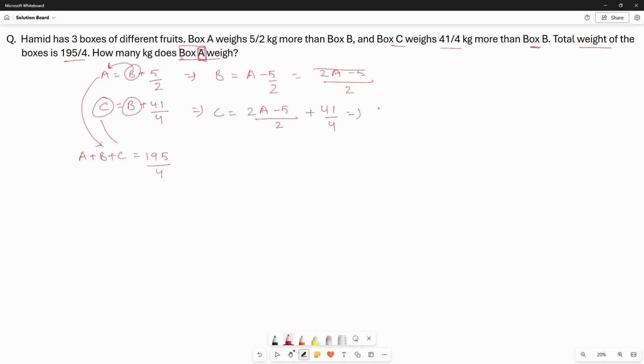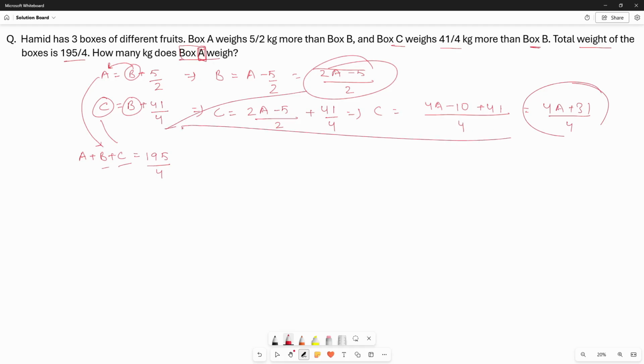This is C equals to, we take the LCM 4. It will be 4A minus 10 plus 41. C is equal to 4A plus 31 over 4. This is C, this is B. From here we can put the value of B and C in this equation.